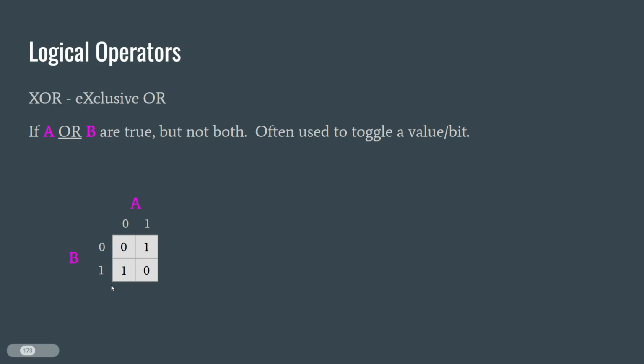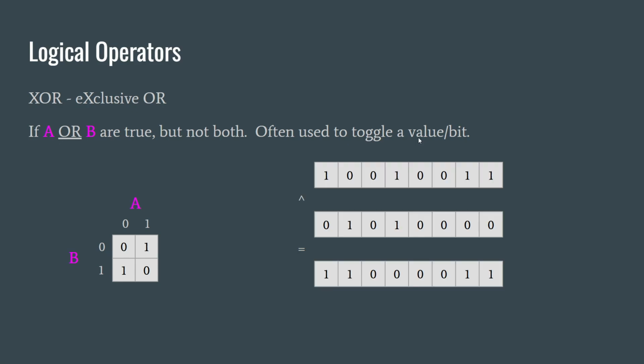And so far, this has matched the inclusive OR table. The difference here is this bit. When both A and B are true, then the result of an XOR is 0. Because remember, it says, but not both. All right. So let's look at a similar example to the previous one, and see how the XOR works.